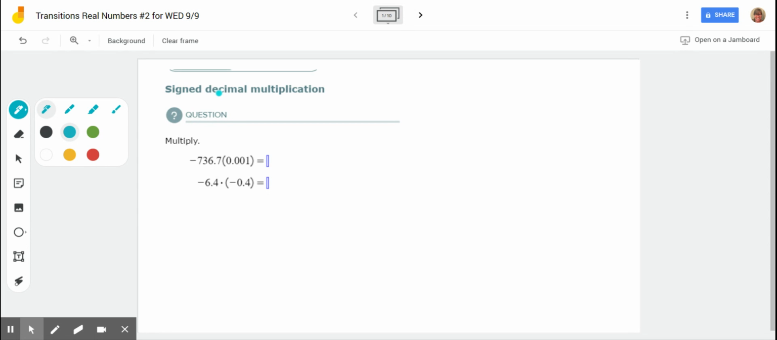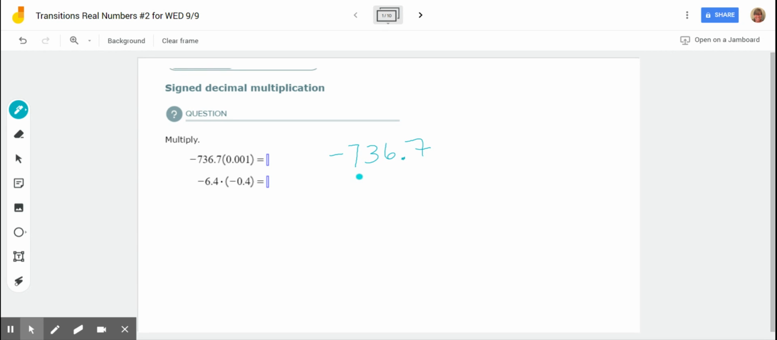Okay, this is signed decimal multiplication. Obviously, you can plug this into a calculator, so I'm pretty sure that this is supposed to be calculator free. I want to just remind you of how to do this by hand, because I'm pretty sure y'all can push buttons in a calculator. Okay, multiplied by 0.001.